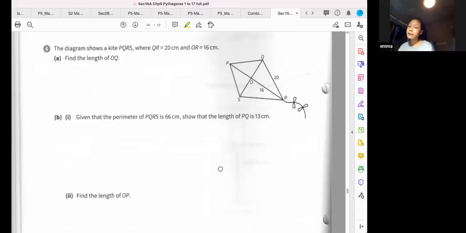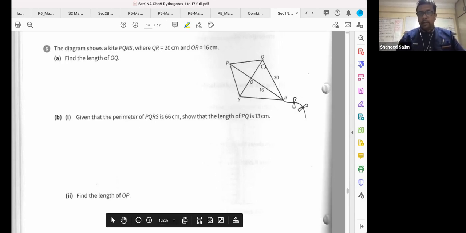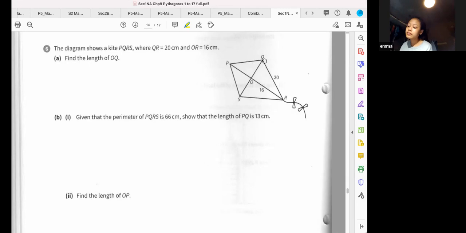So we do this last question, question 6. No. 12, well done. Next one. They tell you the perimeter is 66. The length of PQ, perimeter's outside, PQ is 13.